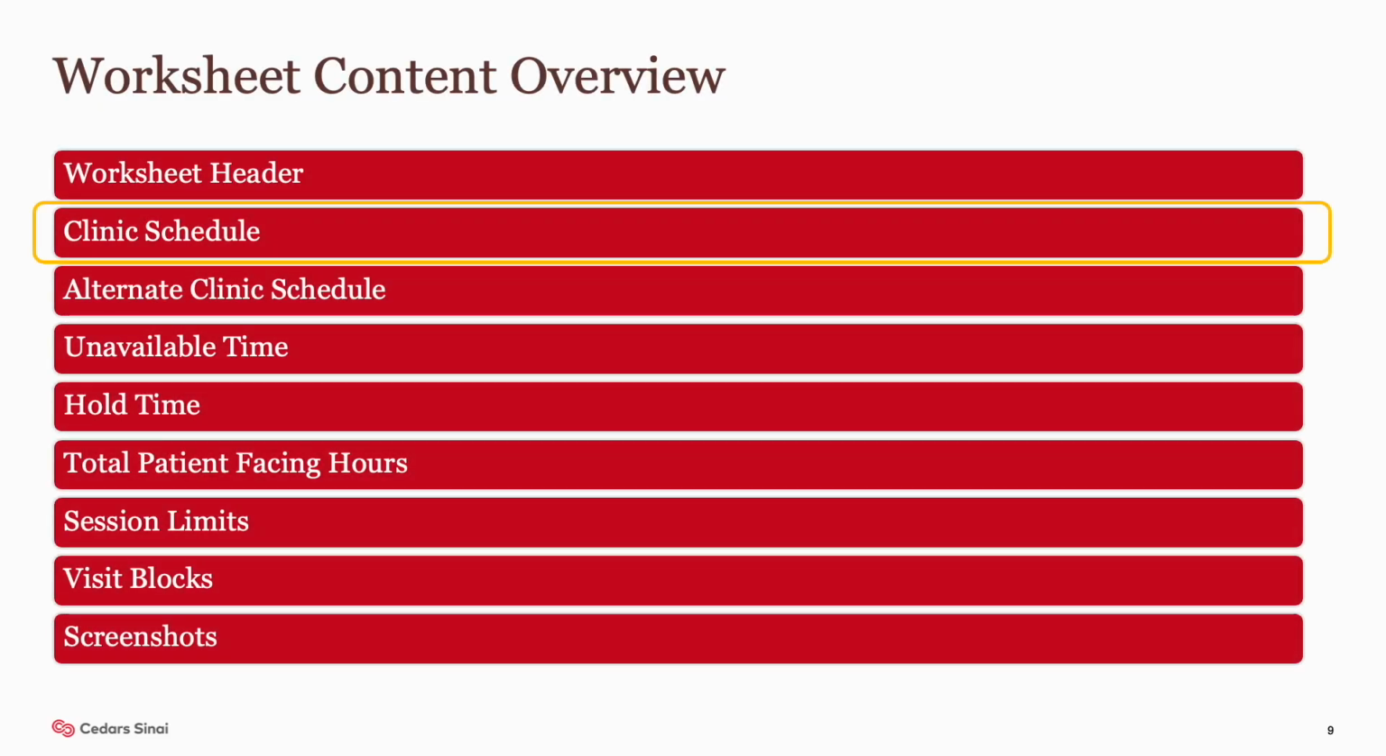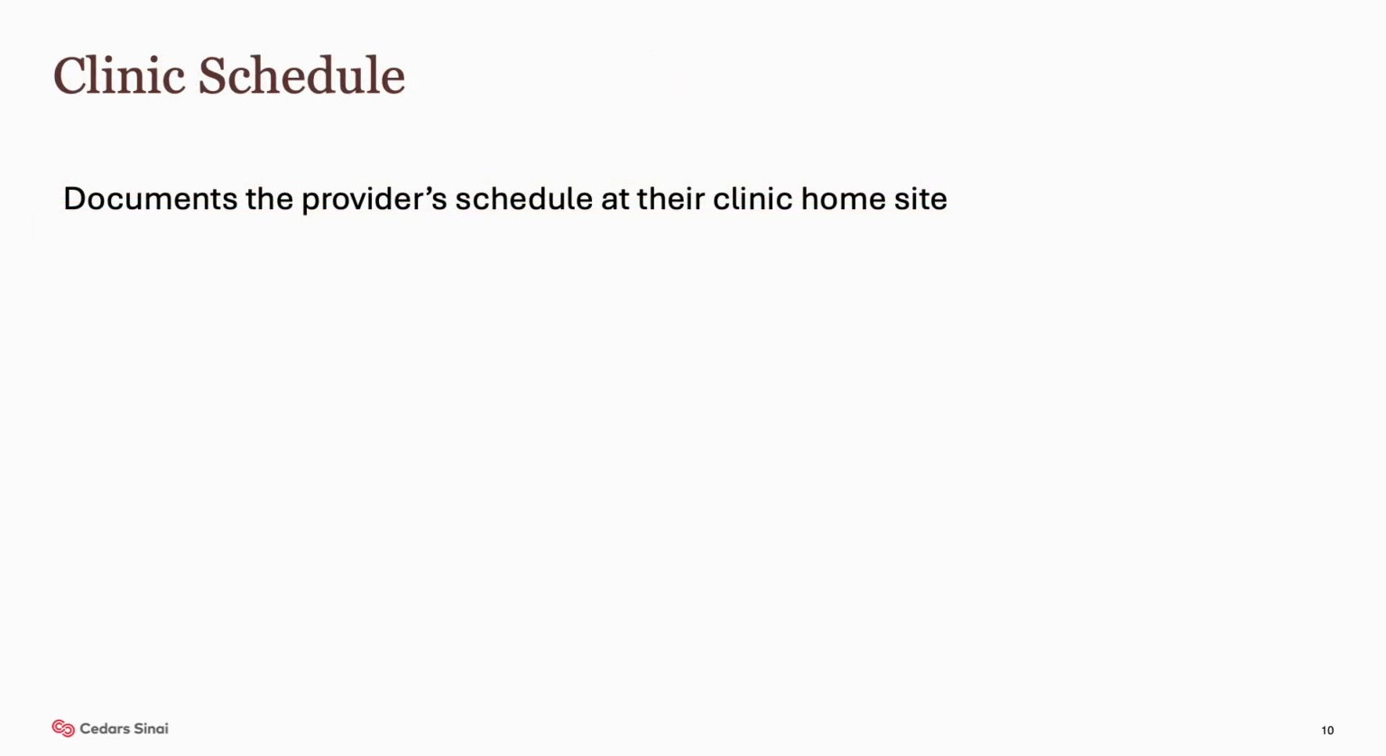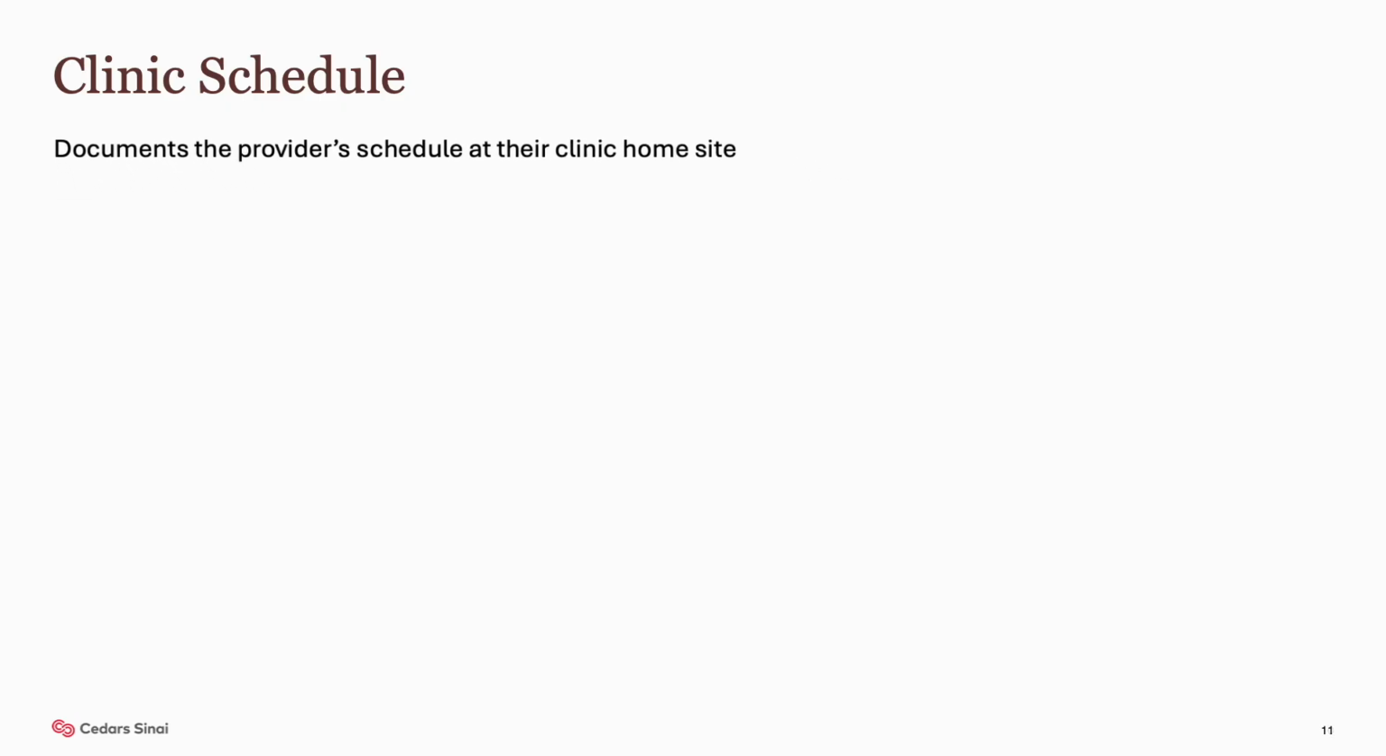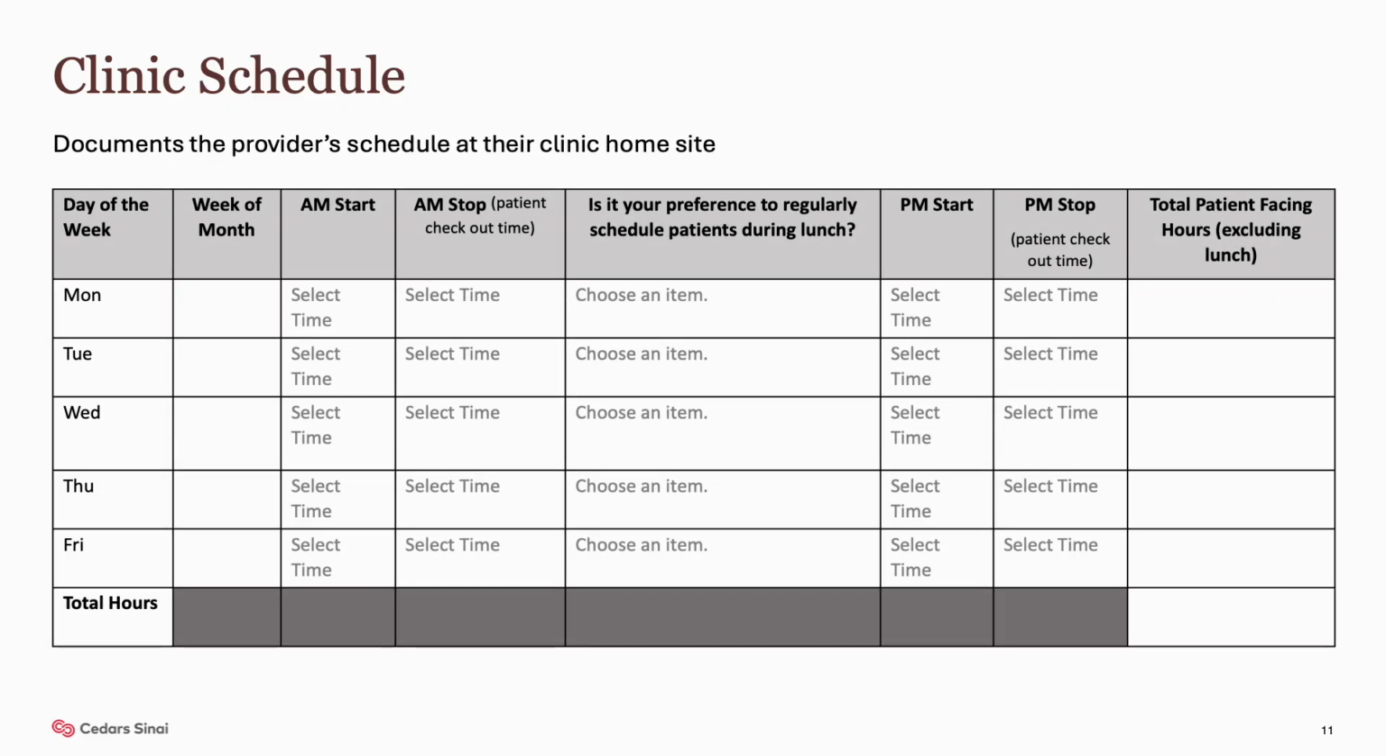Let's now transition to the clinic schedule section. As the name implies, the clinic schedule section documents the clinic schedule of the provider's home site. In this section, a table captures elements of the provider's schedule. So let's go over it together. The first column is the day of the week. It essentially tells you which day you are entering information for. There's nothing to enter here since it's already labeled for you.